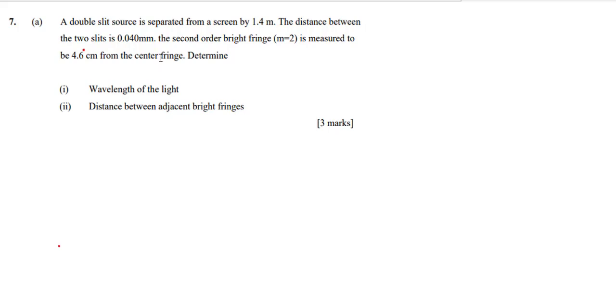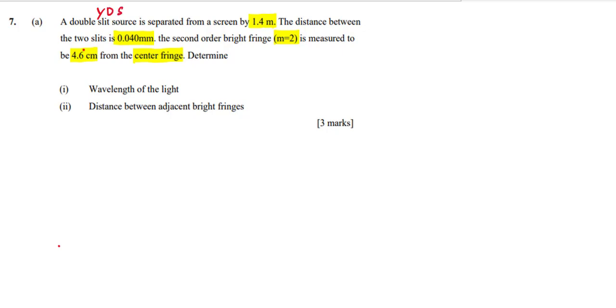Now we continue with question 7. A double slit source is separated from a screen by 1.4 meter, and the distance between two slits is 0.040 millimeter. The second order bright fringe, m equals 2, is measured to be 4.6 centimeter from the center fringe. If you see this question, this is about Young's double slit, right? Because this is the YDS case.